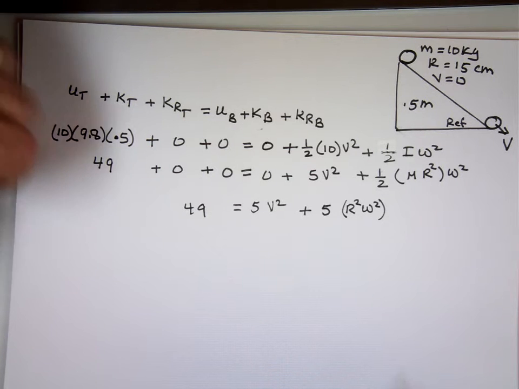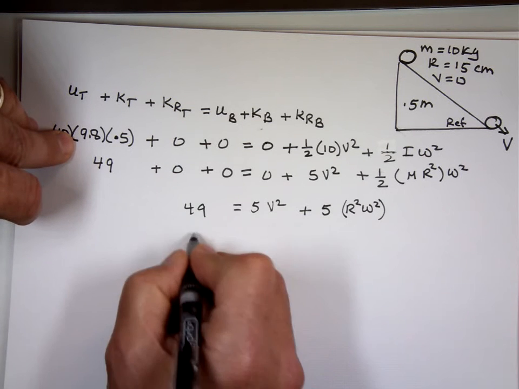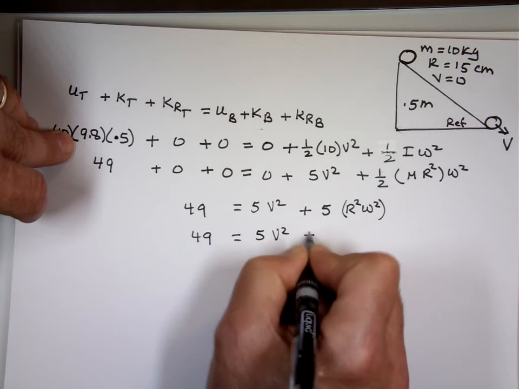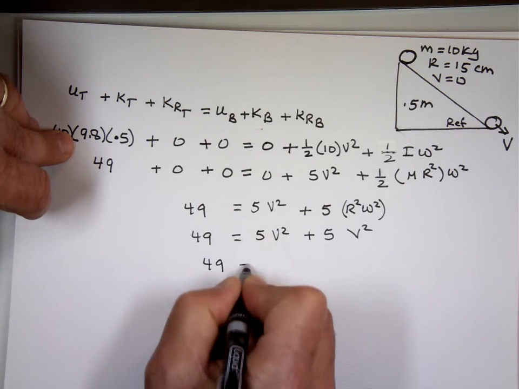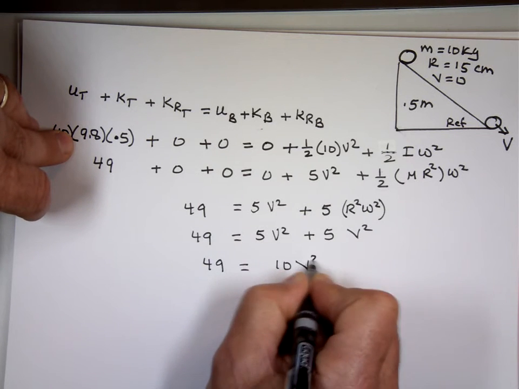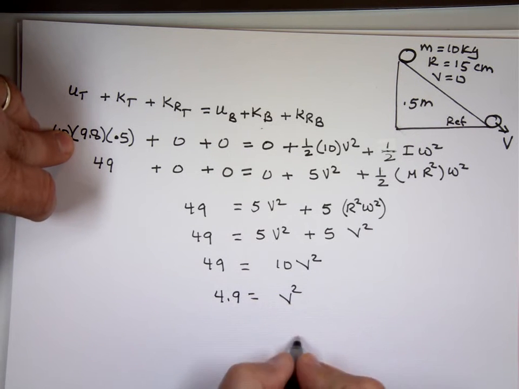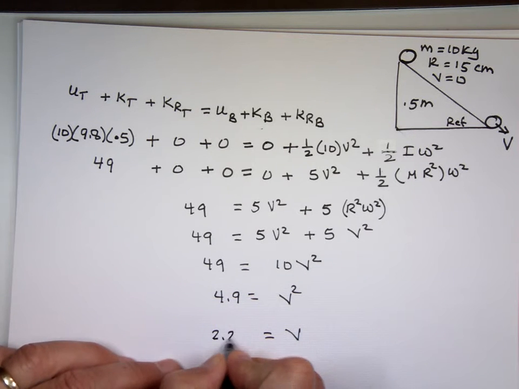What's r squared times w squared? Isn't that v squared? So 49 equals 10 v squared. What's v squared equal to? 4.9, which means v equals the square root of 4.9, which is 2.21 meters per second.